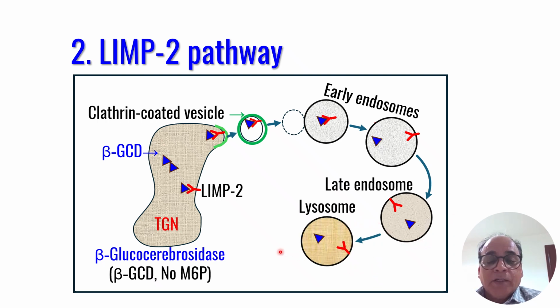So this is the mechanism by which a protein or enzyme such as beta glucosidase without the mannose 6-phosphate marker is finally delivered to the lysosome. The other point to note here is that the receptor here is not recycled, it becomes part of the lysosomal membrane.